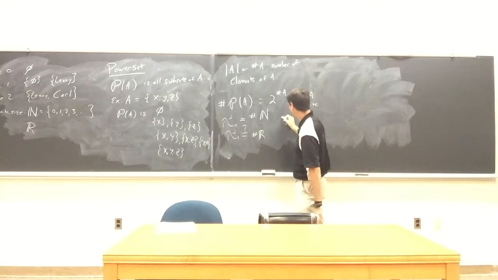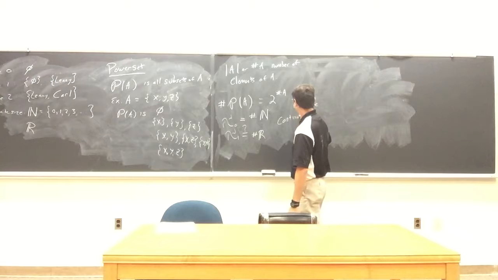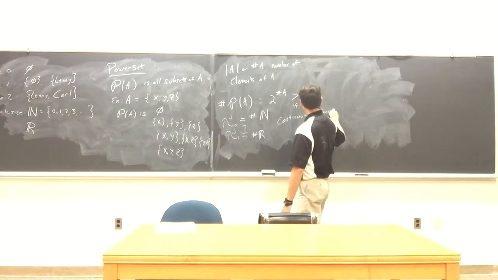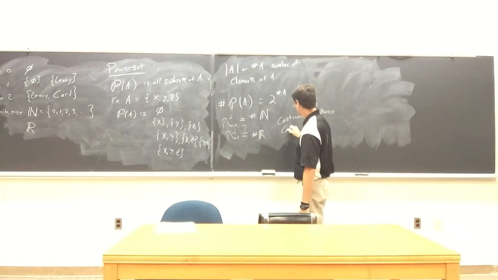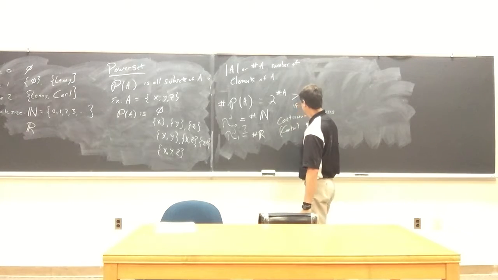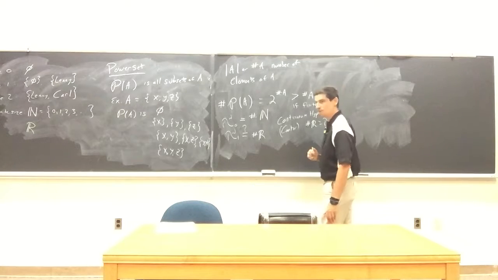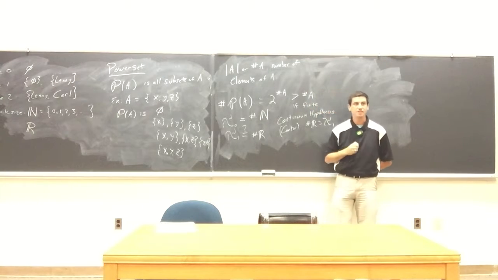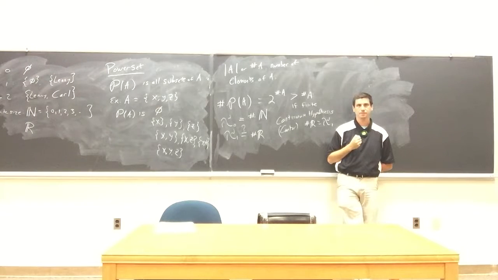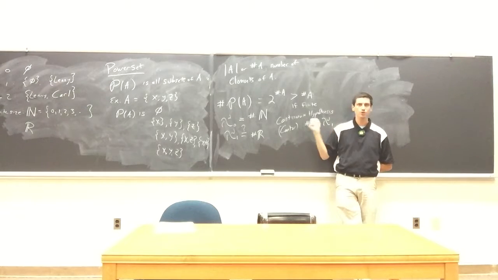So the continuum hypothesis, and this goes back to Cantor, is that the cardinality of the reals is Aleph 1. That it's the next infinity. It turns out that the continuum hypothesis is independent of the other axioms of set theory. You can either assume it's true or you can assume its negation.